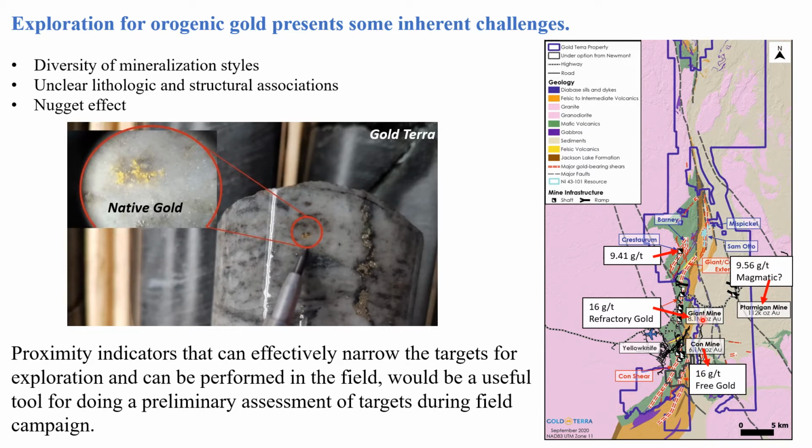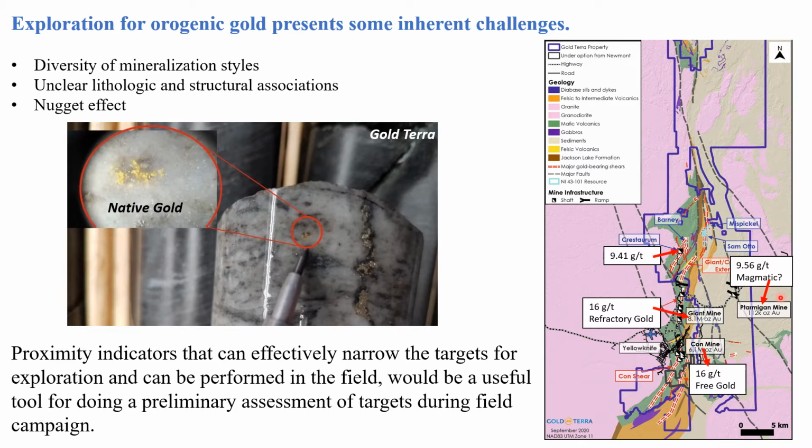lithologically controlled. To the north, there is Crestaurum Mine, again structurally controlled, and to the east, Ptarmigan Mine is believed to be related with both magmatic and metamorphic fluids. I would like to emphasize here that even within a few kilometers, there is a variety in mineralization styles. This makes exploration unpredictable and challenging.